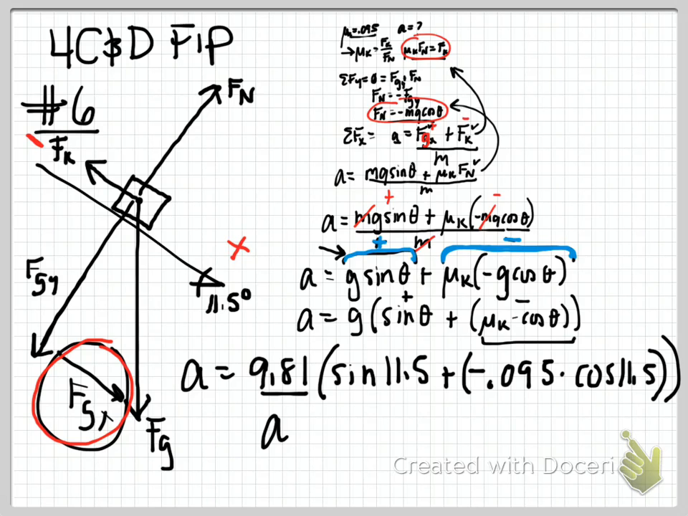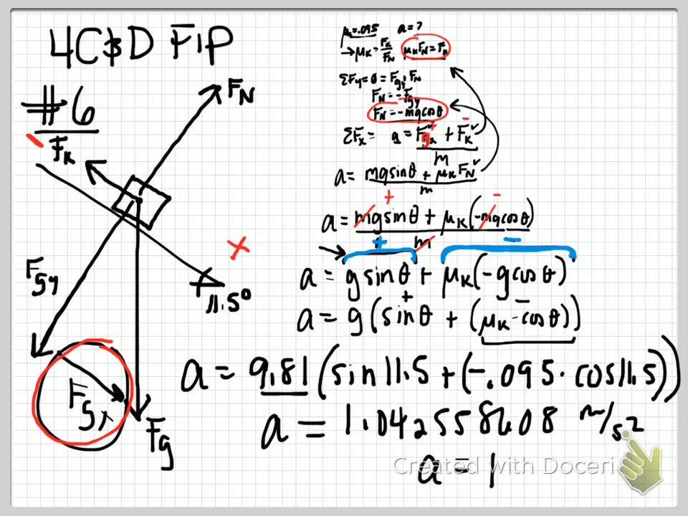So when we do our final arithmetic, we end up with a raw answer for acceleration of 1.042558608 meters per second squared, and with sig figs that gives us an acceleration of 1.04 meters per second squared.